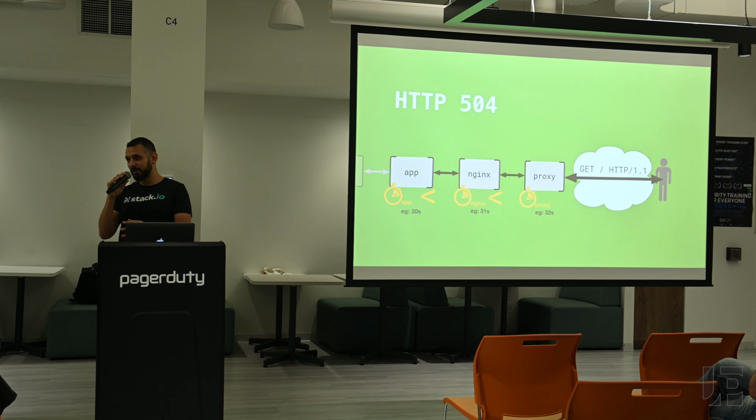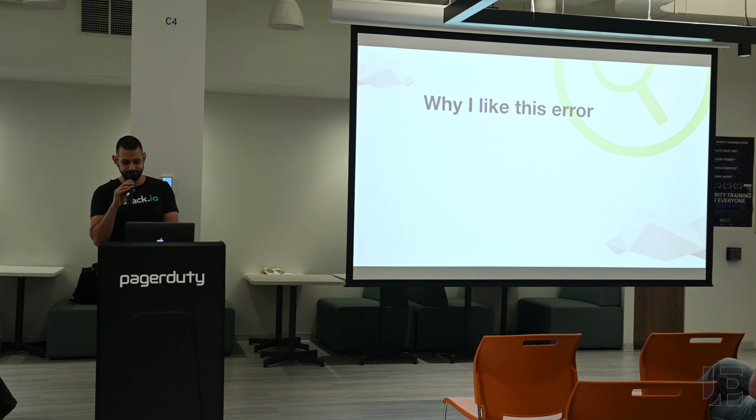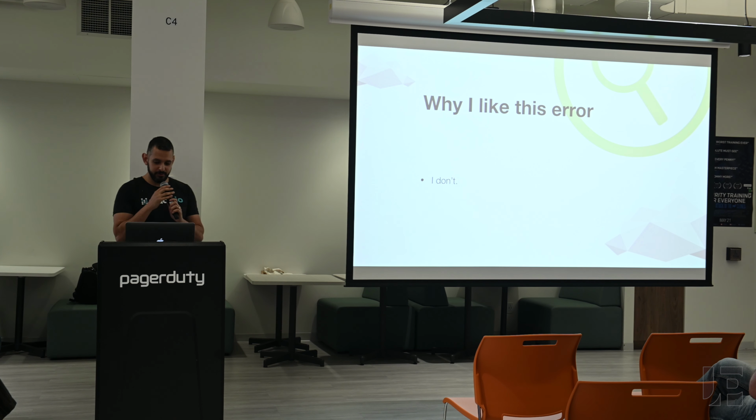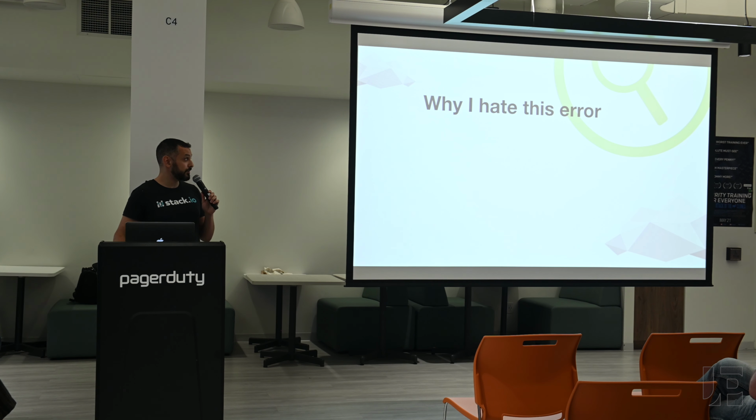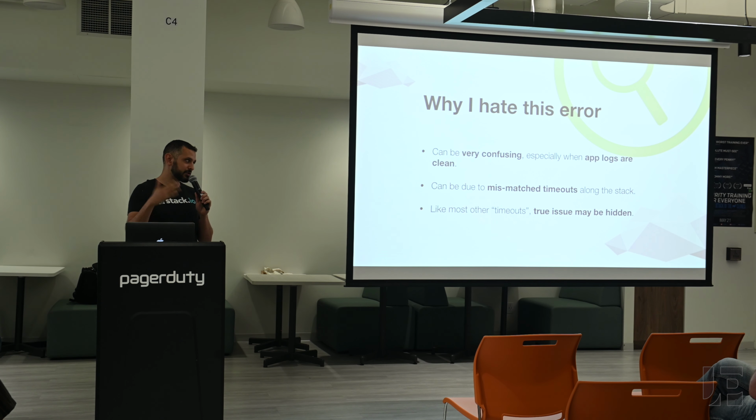This way, if a real timeout occurs, all your error status codes are going to line up, because it's going to originate usually at the app server and everything else will pick it up. I hate this error very much because it's very confusing. Usually, especially if the app logs are clean, it could be due to mismatched timeouts in the stack, like I mentioned, and usually, like most other timeouts, the true issue may be hidden and you've got to go digging elsewhere.